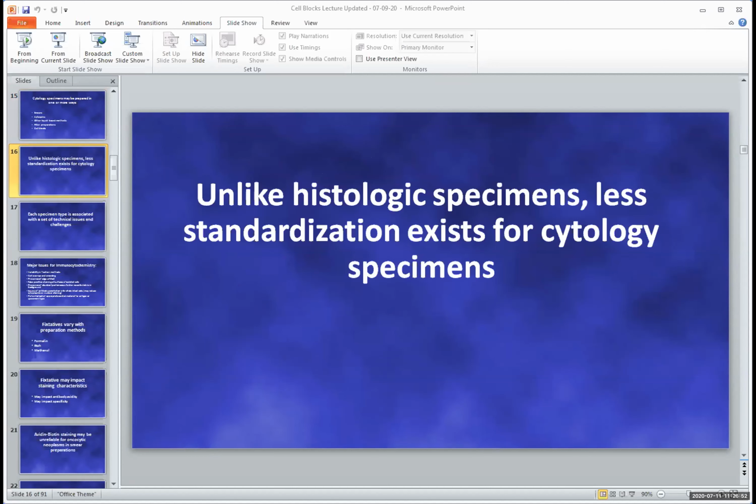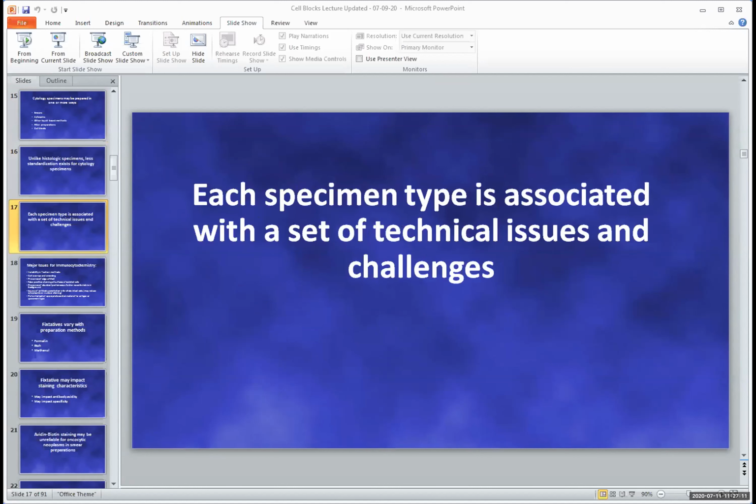We in general have had less experience with them, and therefore there's more variability from laboratory to laboratory on how we use immunocytochemistry on smears and cytospins, other liquid-based preparations. Now, each specimen type is associated with a set of technical issues and challenges that need to be addressed.